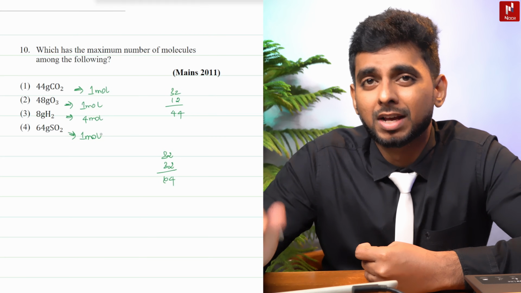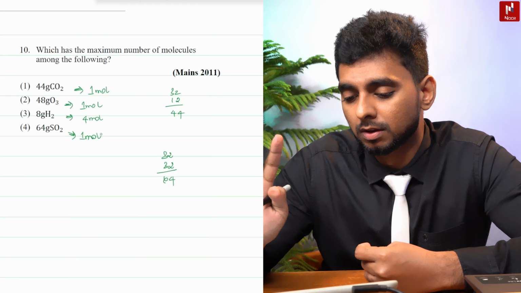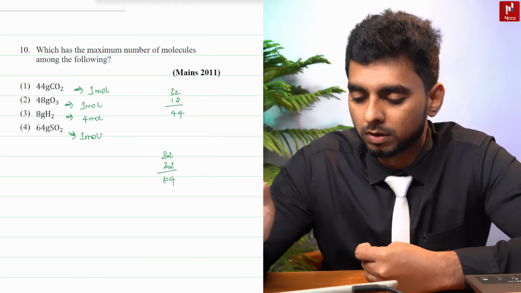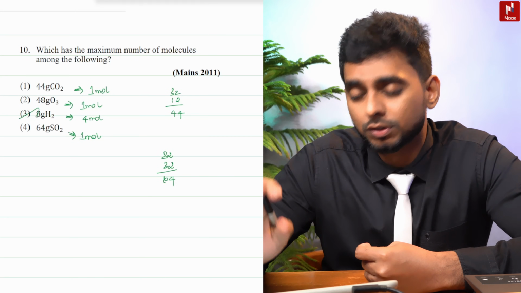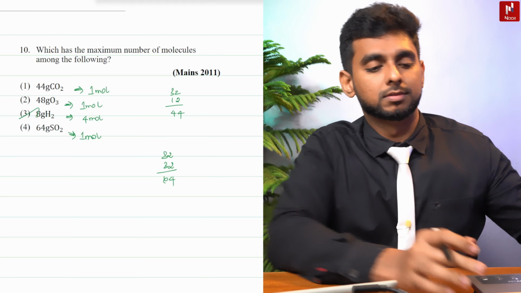8 gram of H2 will have 4 moles of hydrogen, 4 moles of hydrogen molecule. Okay, the answer here is option 3. It should be an easy one. You shouldn't have any doubt in this question. Let's move on to the next one.